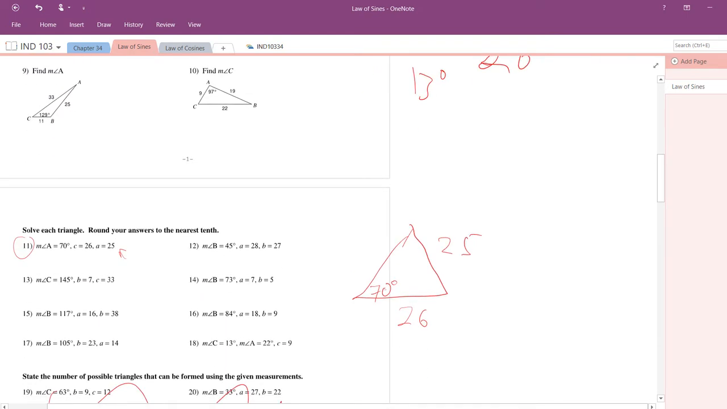And that's it. So just work on this this week, and then next week we'll do the law of cosines and we'll all be merry.